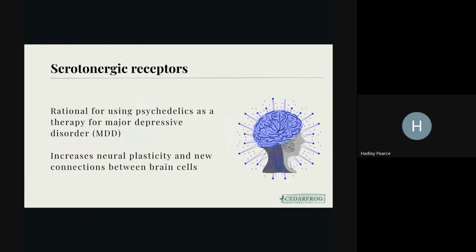This is why certain psychedelics, particularly psilocybin, DMT, and LSD, have shown promise as therapeutic agents in improving symptoms in patients with major depressive disorder. They enhance neuroplasticity, creating new connections between brain cells. And when it comes to DMT, the PCC is particularly affected by changes in the serotonin system, so decreasing activation in the default mode network.